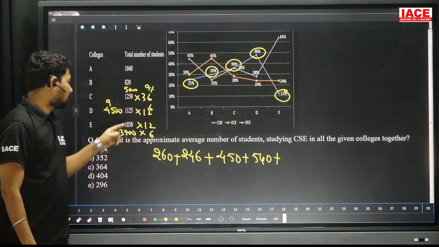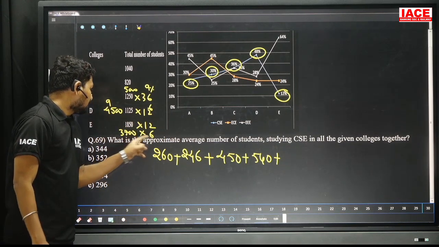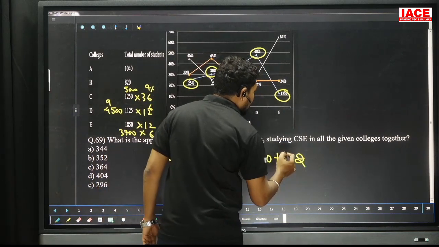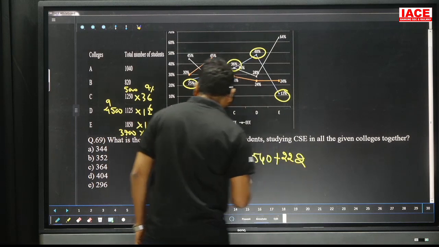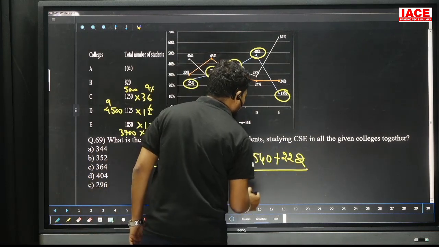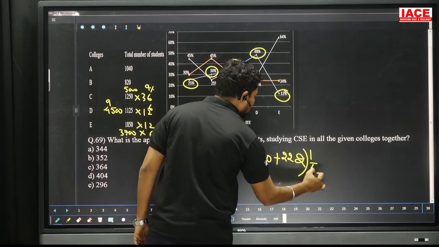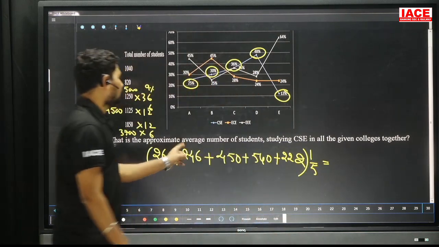3700. 180 double is 50, 100 half value. Next, 6 into 37, 6 7s is 42 and 6 3s are 18, it is 222. And we have to take the average, sum of observations by number of observations. When we calculate, you will get the average, that value is 1 by 5. 1 2 3 4 5.